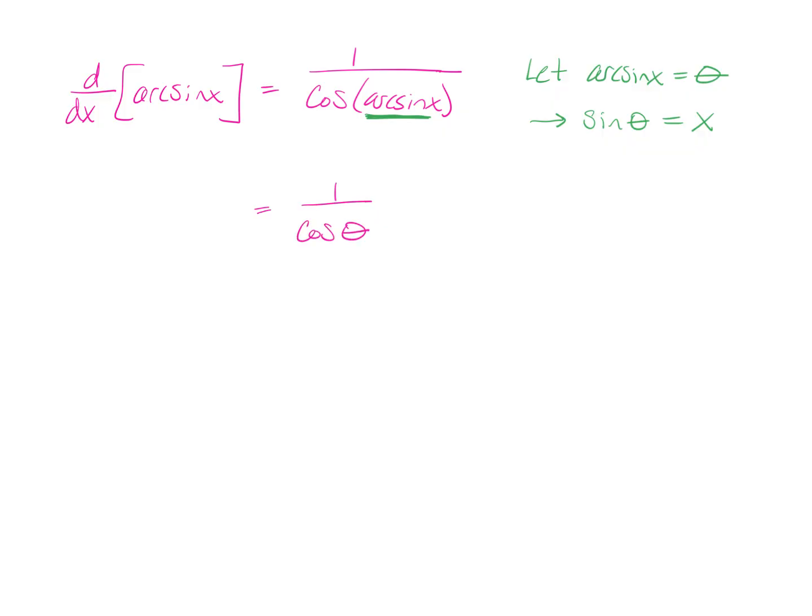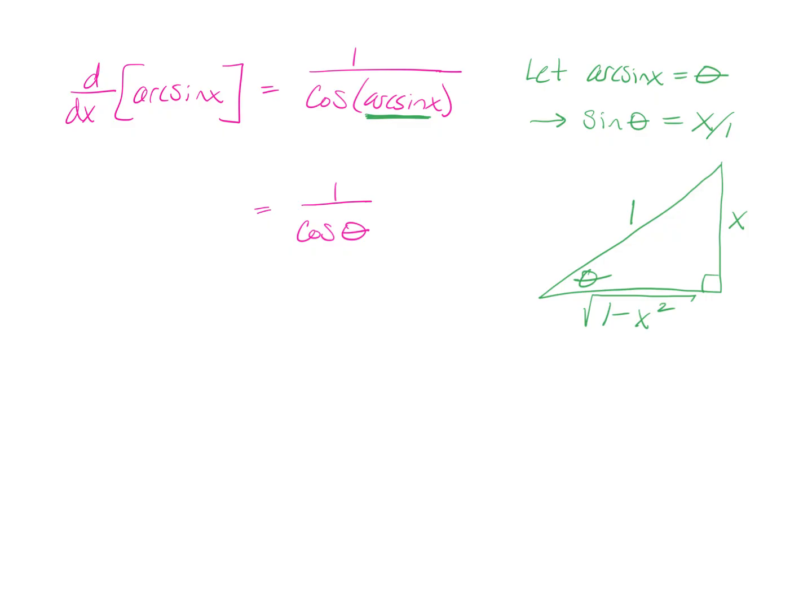And I'm going to draw a picture of a right triangle with theta in it. Theta is my angle. And I know that the sine of theta is x, and sine is opposite over hypotenuse. So I'm going to put that over 1. So opposite side's x, hypotenuse is 1, which means that the missing side, the adjacent side, is going to be the square root of 1 minus x squared. We find that just using the Pythagorean theorem.